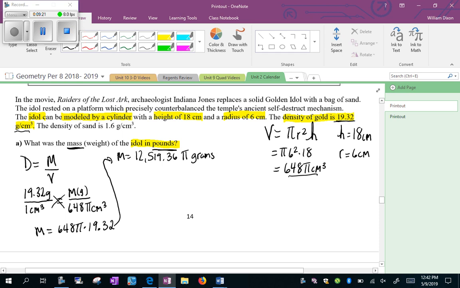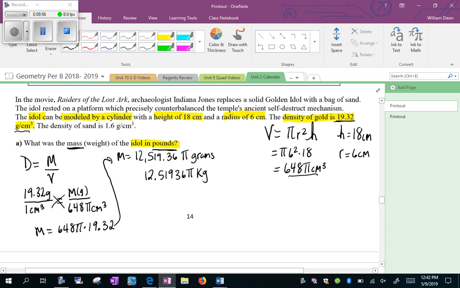Now I want to move that to kilograms. You should remember that when you're moving grams to kilograms, you're dividing by 1,000. So all I have to do is move the decimal place 3 places, and since it's dividing, it's going to be less. It's 12.51936 pi kilograms.